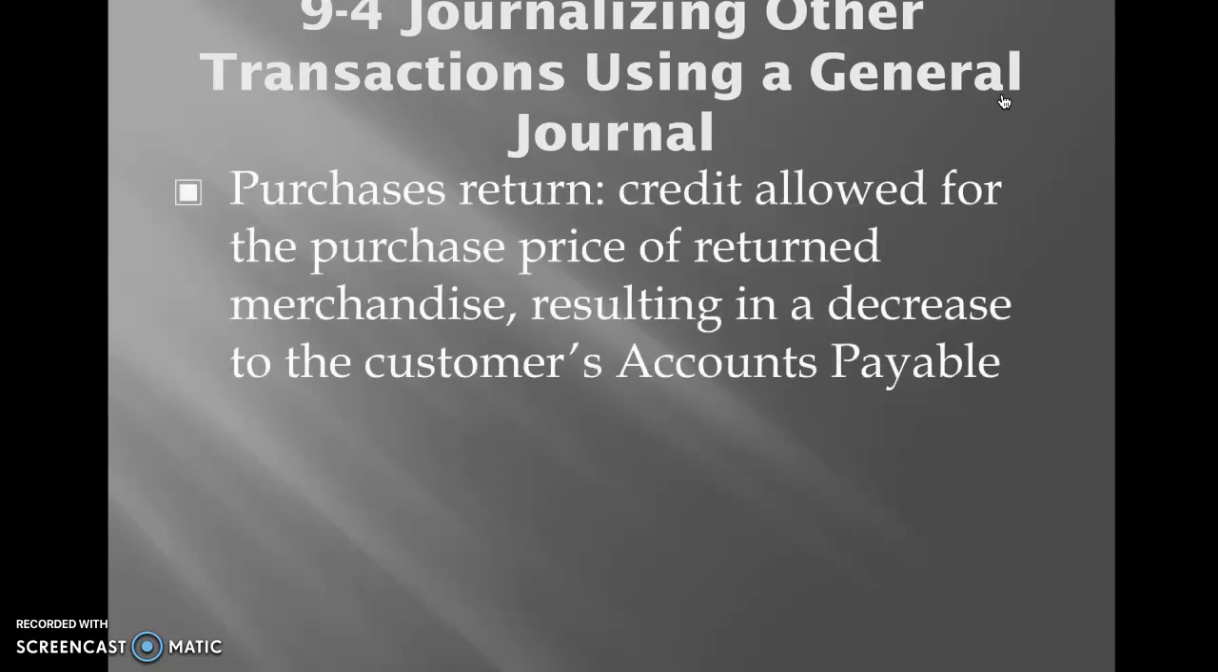So the first thing we're looking at is purchases returned, and this is a credit allowed for the purchase price of returned merchandise that then decreases the customer's accounts payable. So they bought something and ended up not needing it, or for whatever reason, they are returning it and we're giving them that price back as a refund.